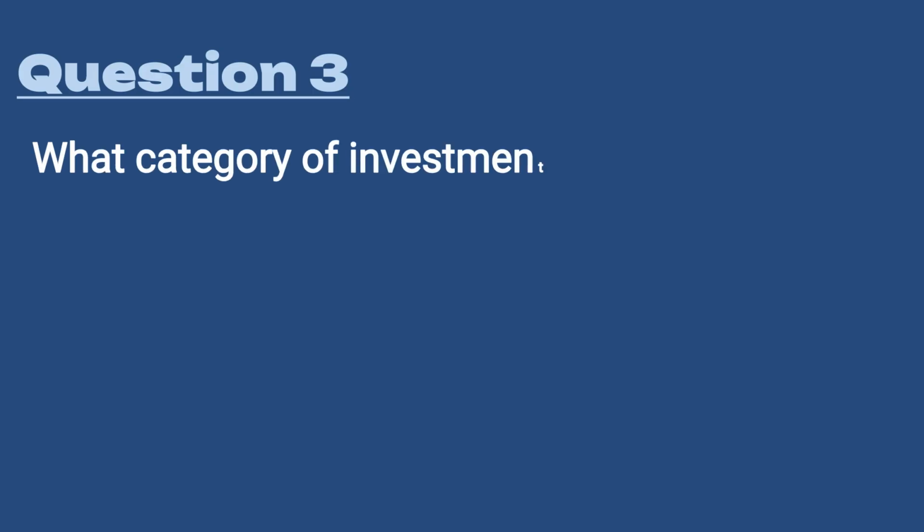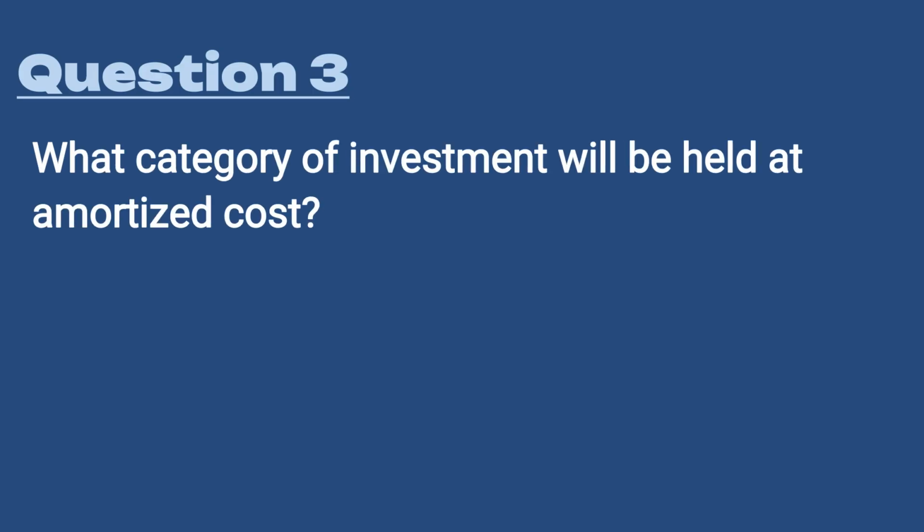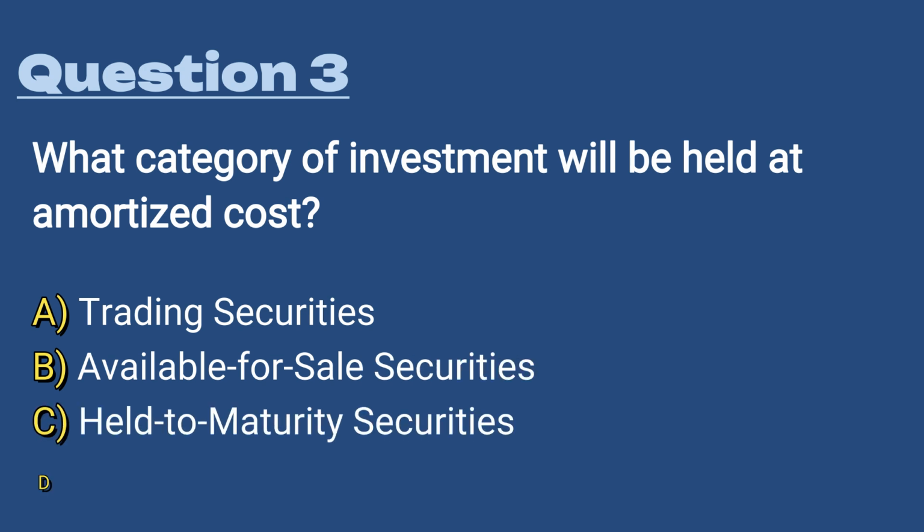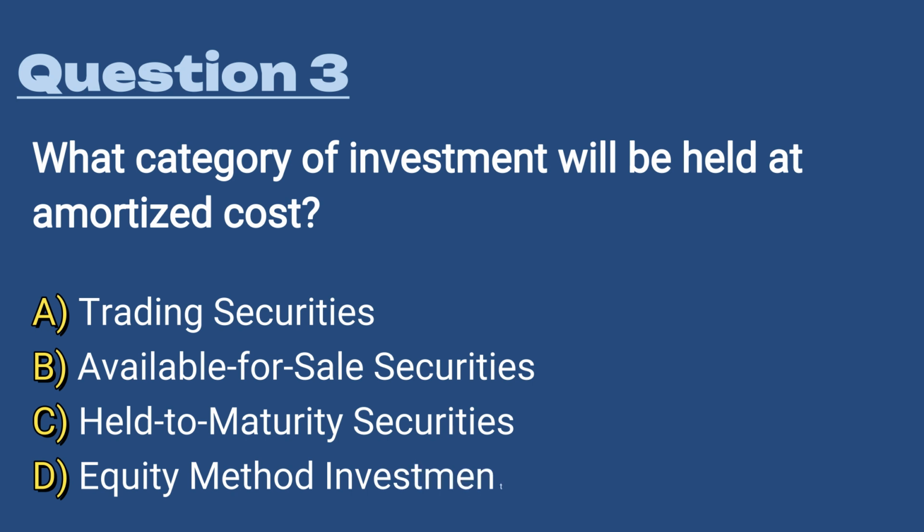Question number 3. What category of investment will be held at amortized cost? A, trading securities, B, available for sale securities, C, held to maturity securities, or D, equity method investments.